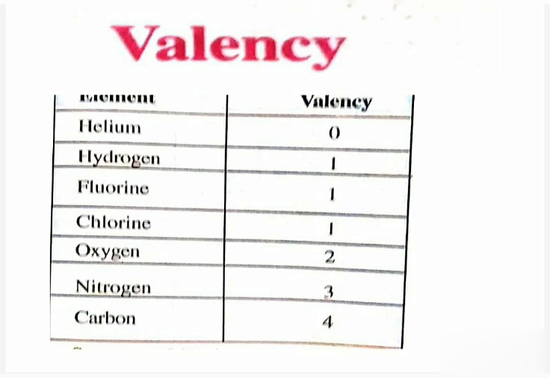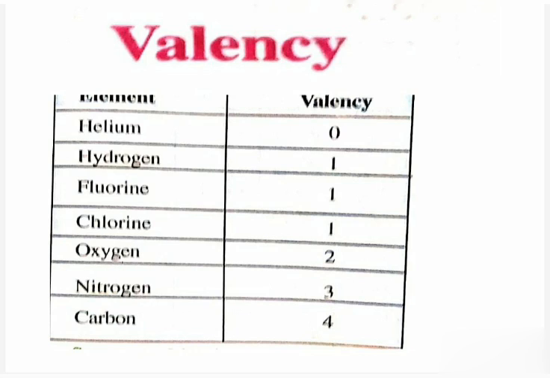Fluorine has atomic number 9. In the first shell, how many electrons can we fill? 2 electrons. In the next shell, we can fill 7 electrons. Is it stable? No. To get stability, how many electrons are needed? Next shell means the n equals 2 shell. To get 8 electrons, how many electrons are less? 1 electron is less. So this fluorine takes 1 electron from another element. So it is taking 1 electron, no? That's why its valency is 1.